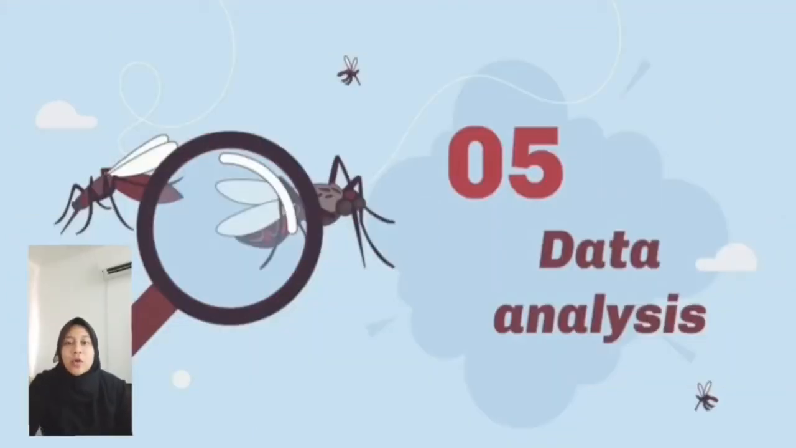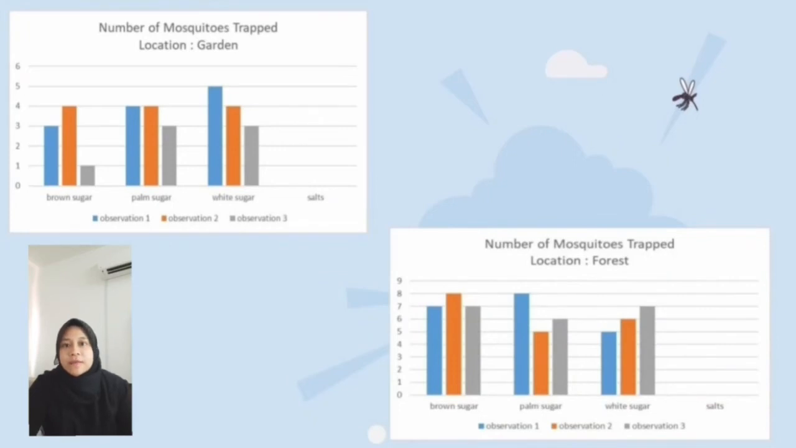Next, this is our data analysis where we analyze and transfer the data to the bar graph. The blue bar is for the first observation, the orange bar is for the second observation, and the gray bar is for the third and last observation. As we can see, the salt doesn't have any bar because the data collected is 0, which means no mosquitoes are attracted to the salt. So we can see the highest bar for the traps in the garden belongs to white sugar, while in the forest it belongs to the brown sugar.